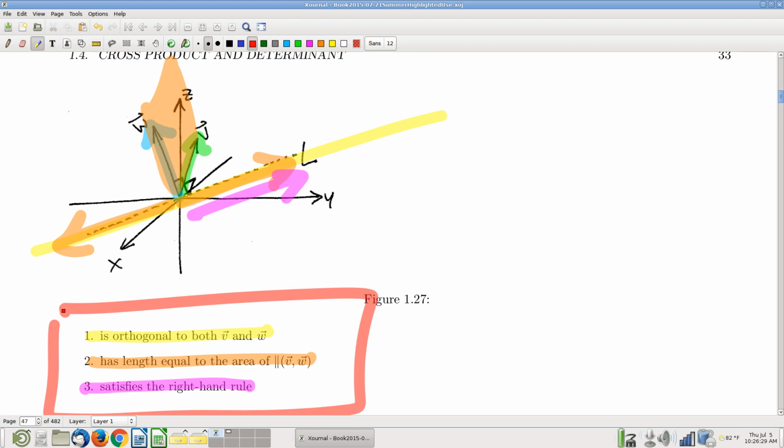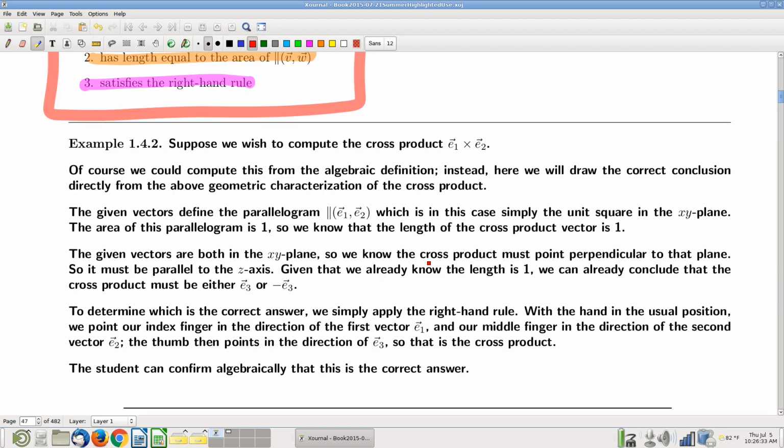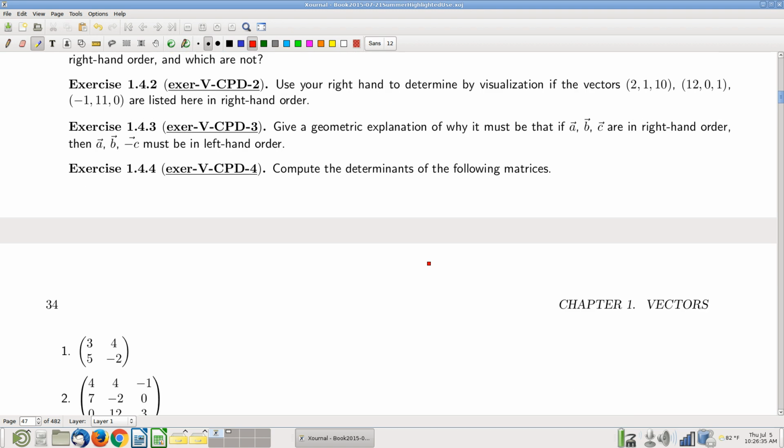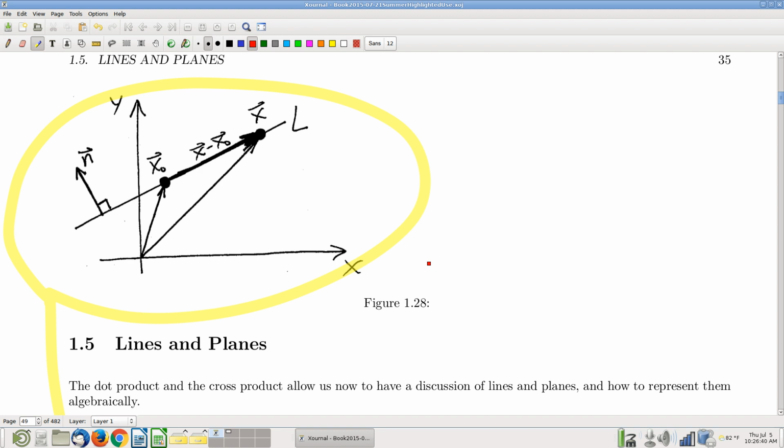Anyway, interesting facts. Okay, so we've seen a lot of information. This example is easy reading. I'm going to let y'all look at this one. Lots of interesting properties of the cross product and how that relates to determinants and right-hand order and dot products. Okay, lines and planes. We're going to do this section pretty quickly because it's pretty straightforward stuff. There's some cool tricks in here.